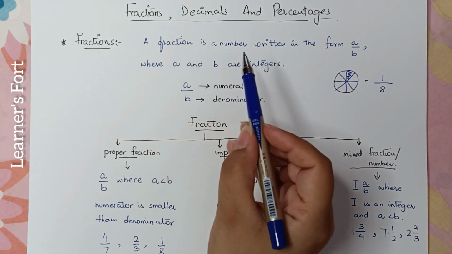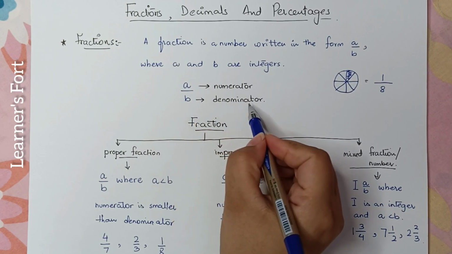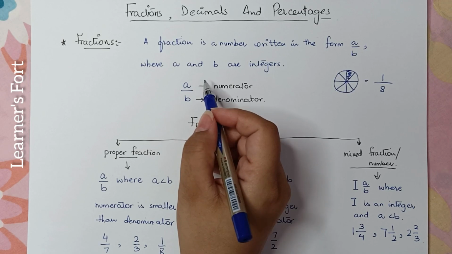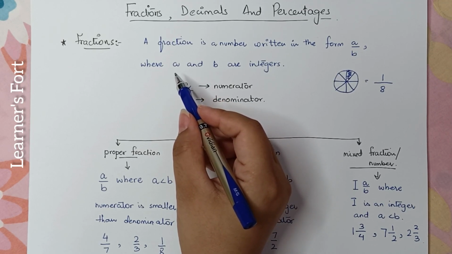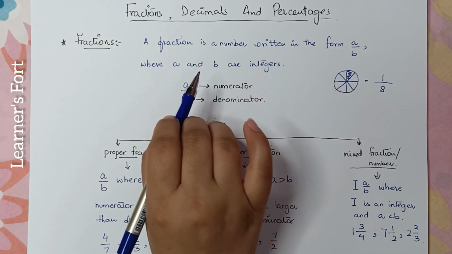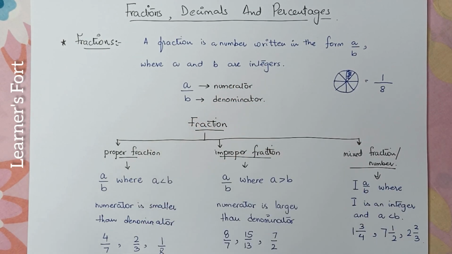So a fraction is written in the form of a upon b, where a is the numerator and b is the denominator. Both the numbers a and b are integers, which means that any of them can be a positive number or a negative number, but on the whole they will be whole numbers. There will be no decimals here. It will be a solid, full number.